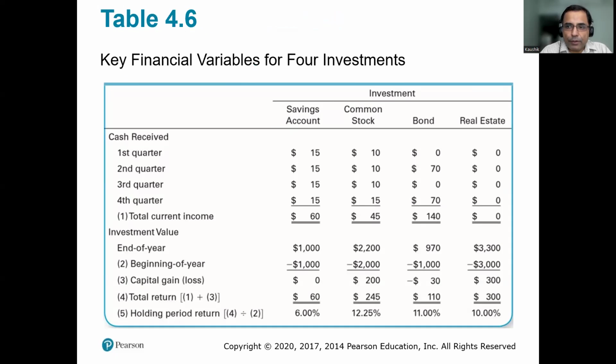So we have different types of investment across different asset classes. Let's say we take the example of common stock. So in a financial year, common stock has provided dividend income. So that becomes part of the income. And there is a certain value of the stock at the beginning of the year and at the end of the year. That helps us to calculate the capital gains or the capital loss. And when we combine the dividend income with the capital gain or loss, we get the total return. And from there, we get the holding period return.